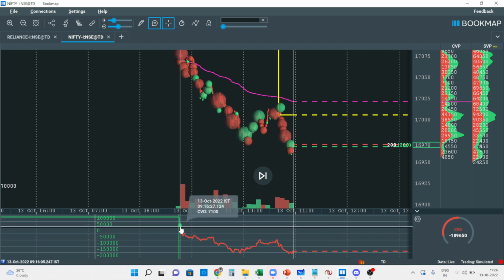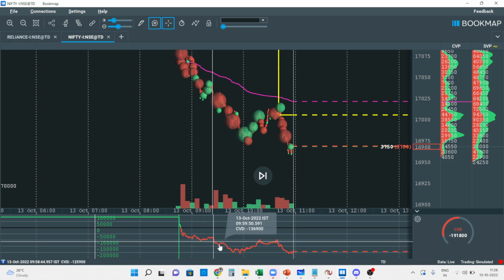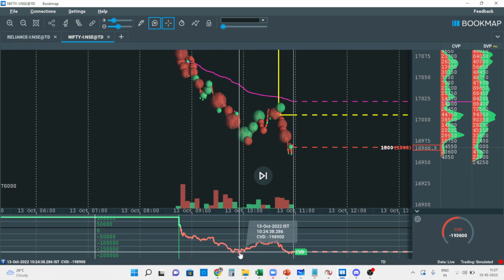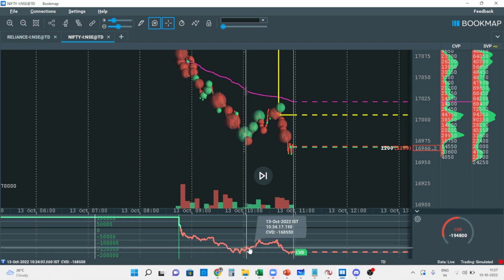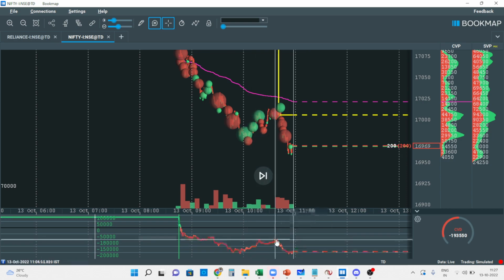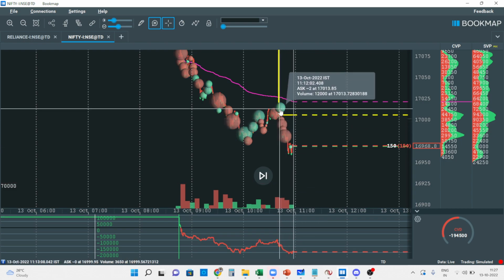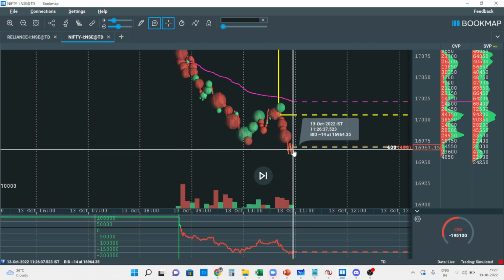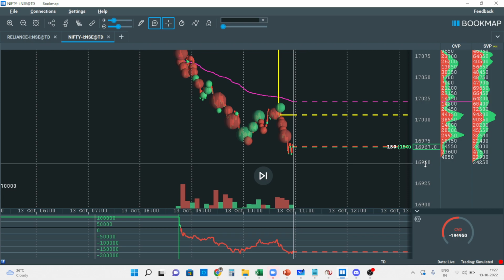You can see that the CVD always starts at zero, because at the start of the day the cumulative volume delta has to be zero. There are no buyers, no sellers when the market is about to start. From that point, the sellers started pressing the markets down, and then buyers took a little bit of control. Once again you can see the sellers started coming and pushing the markets down. Clearly the intensity of the selling is there.